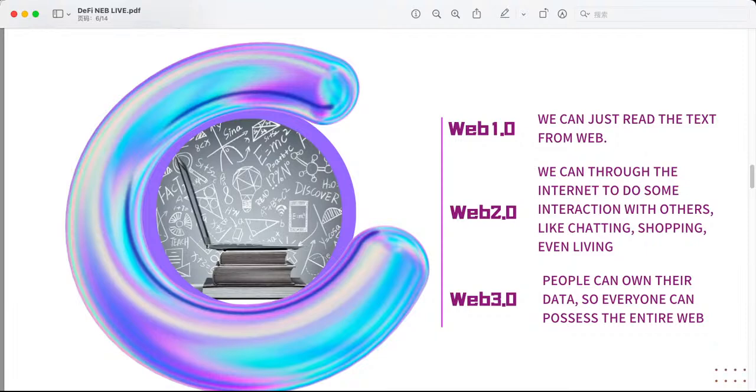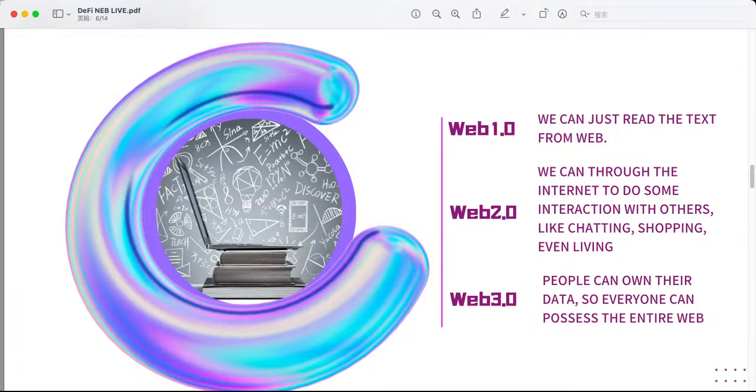But there are some problems that happened during the Web 2 period, just like Facebook and Google, they get our information when we sign up for an account on the web. So these gigantic companies can get our privacy, and according to our privacy and data, send some information to the users. So that's why there are some privacy problems that happened during Web 2.